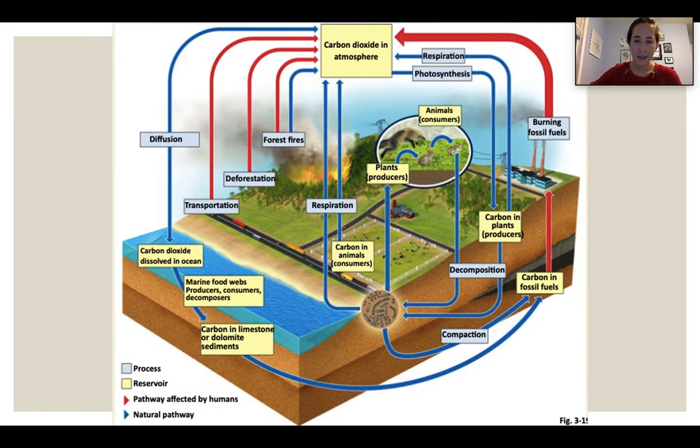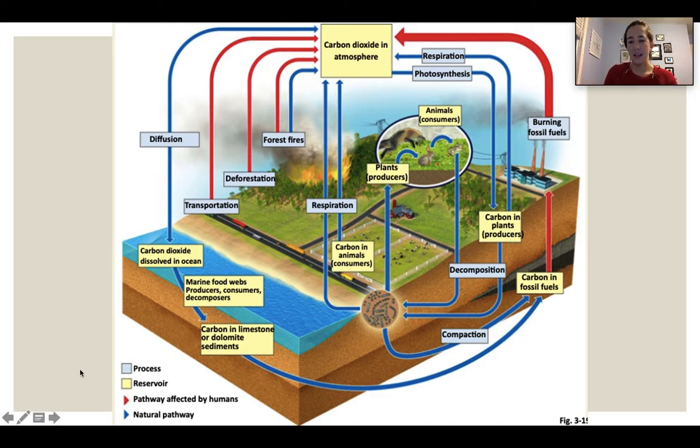So on these diagrams, I want to point out a couple of things. These are going to be really helpful for understanding how the cycles work. So there's going to be one of these for each cycle. The blue lines are the natural pathway, what is normally going to happen in our cycle. And then the red lines are things that humans have done that influence the natural cycling of things.